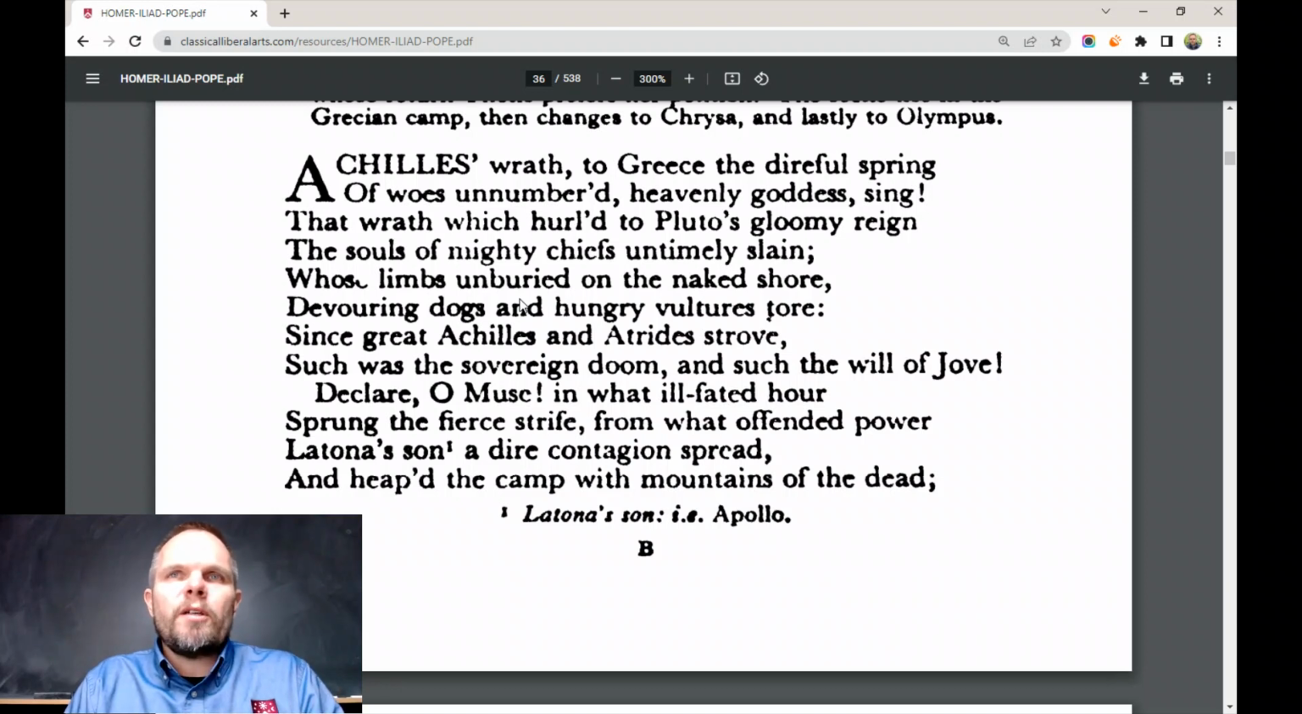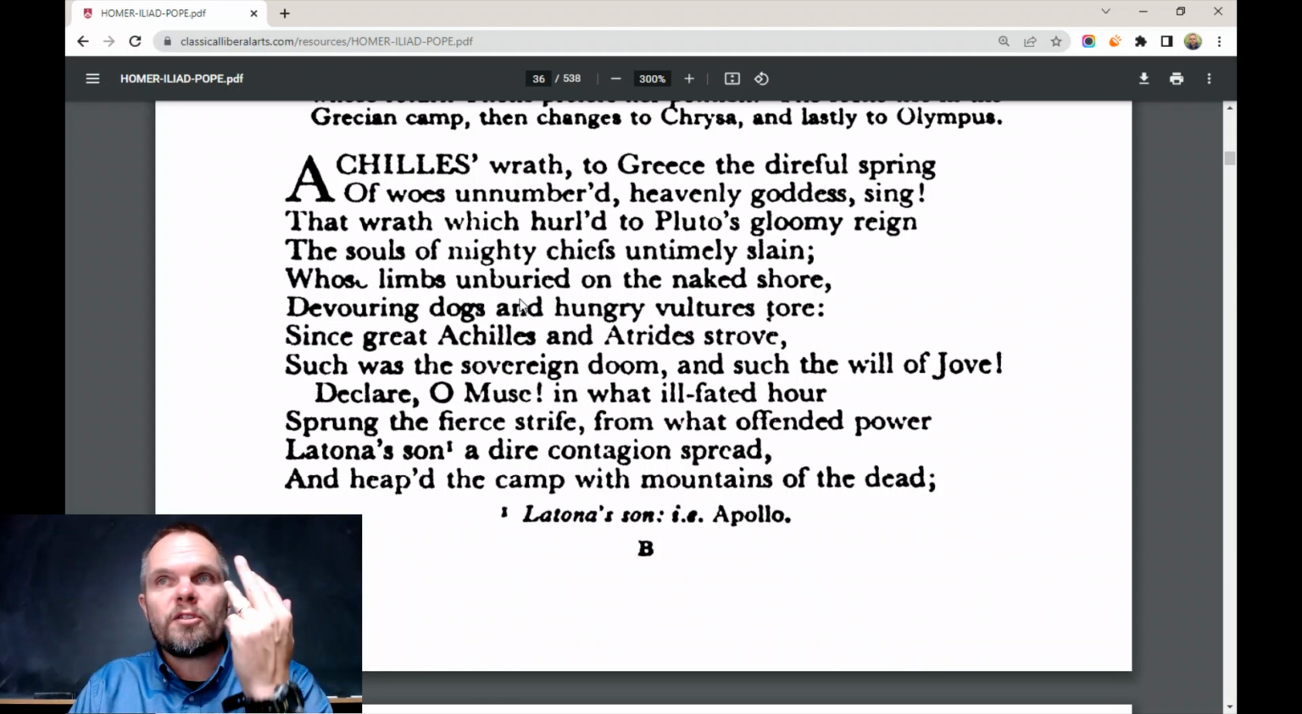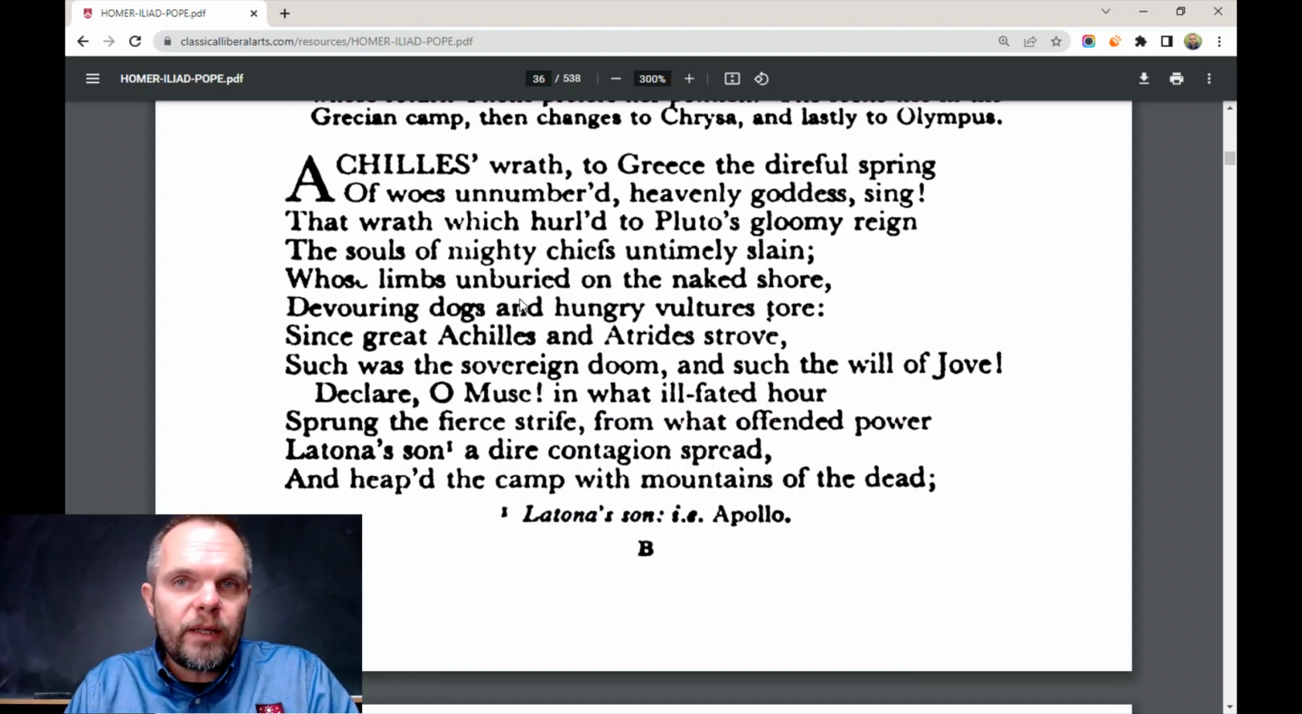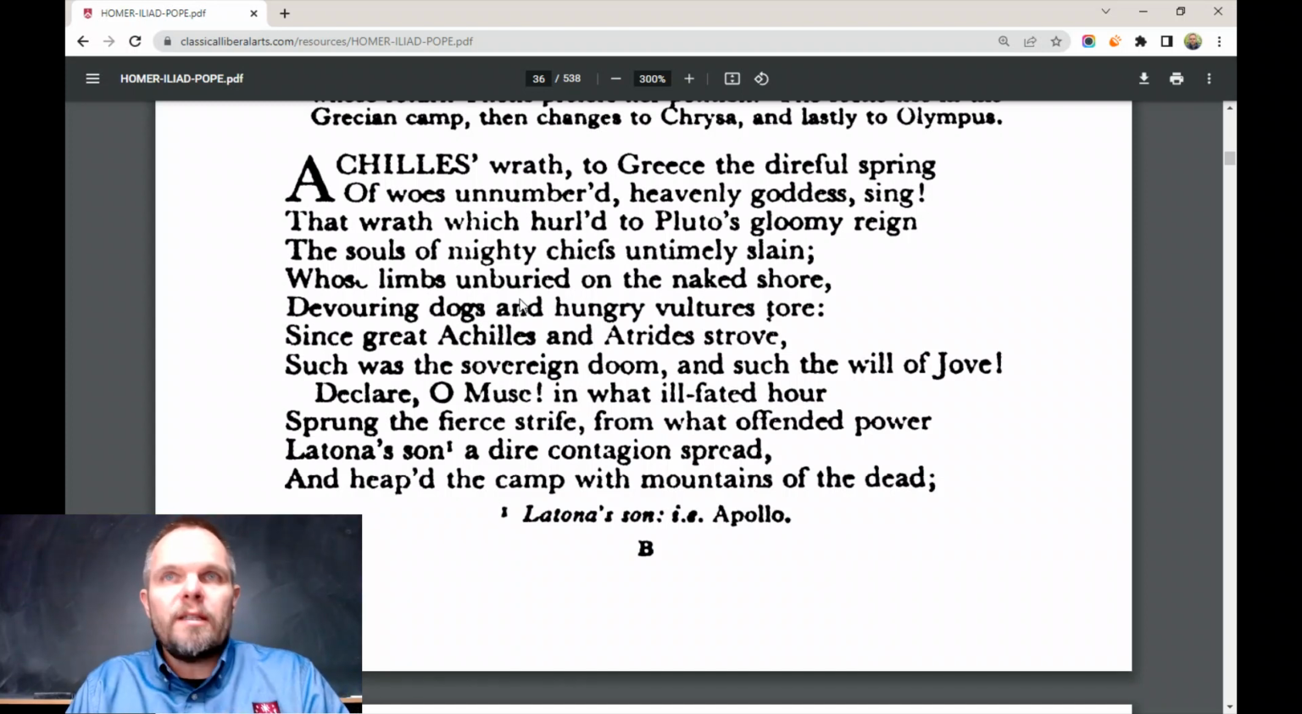The second thing we'll notice in this line is that while the foot is iambic, there are 5 of them in each line. And the Greek word for 5 is where the word pentameter is derived from. So we have iambic feet, and we have 5 of them in each line. So listen, ready? "Achilles' wrath to Greece, the direful spring." 5 iambic feet. That's what iambic pentameter means. So now listen as I read it with that in mind as we go through this.